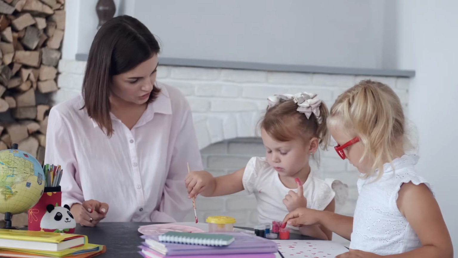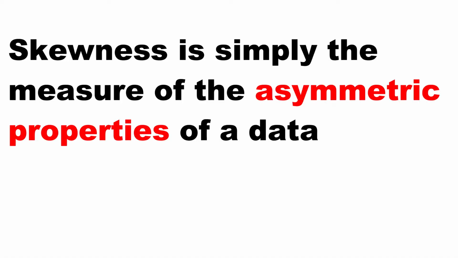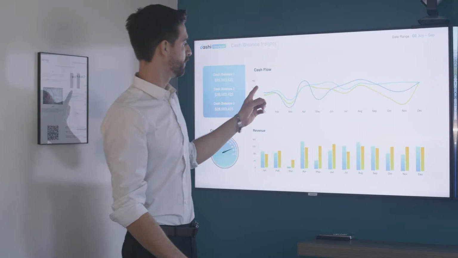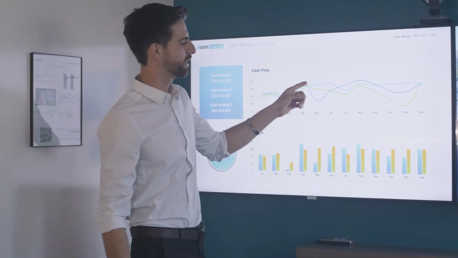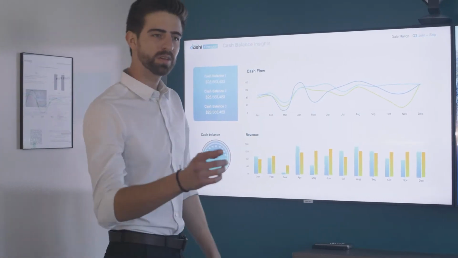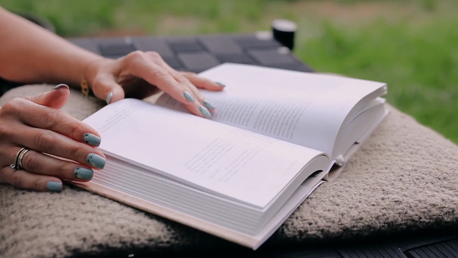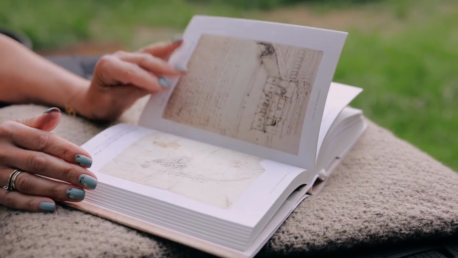In basic terms, skewness is simply the measure of the asymmetric properties of a dataset or a frequency distribution or a probability distribution. Before I dive into the concept of skewness properly, I would like to give us a context, a bit of a summary, or the reason why we have skewness in the world of statistics.